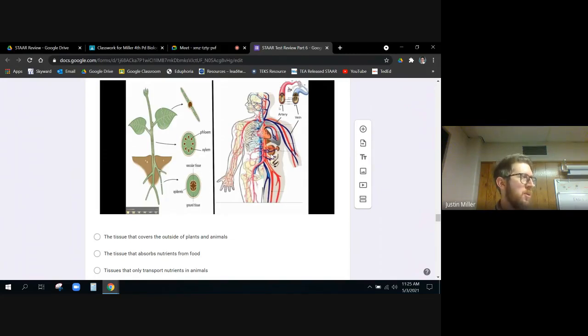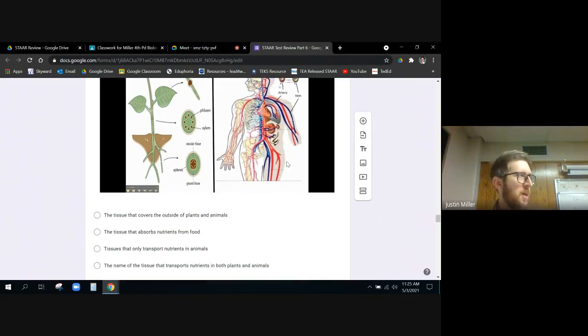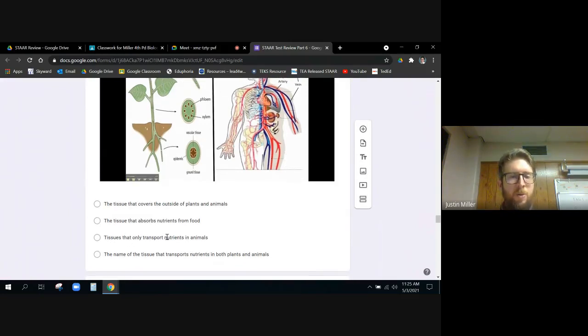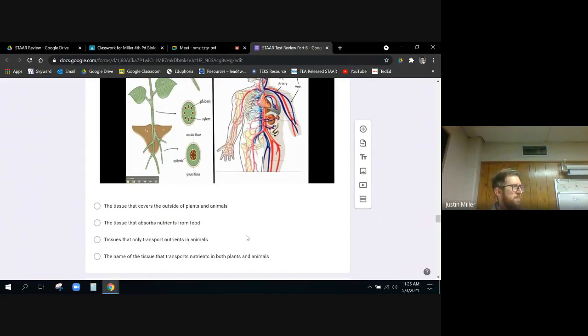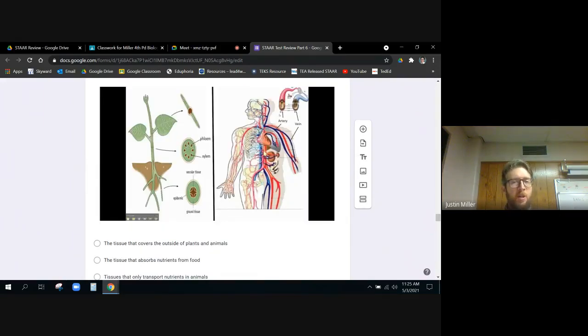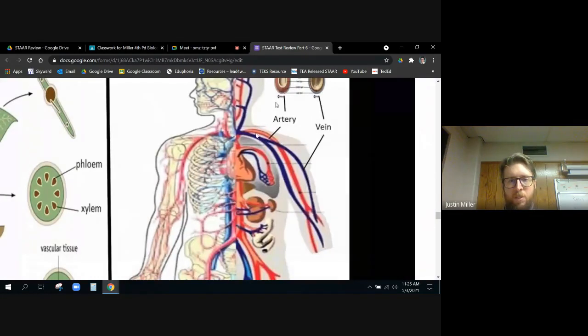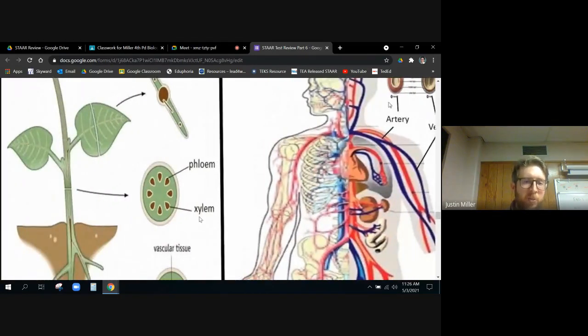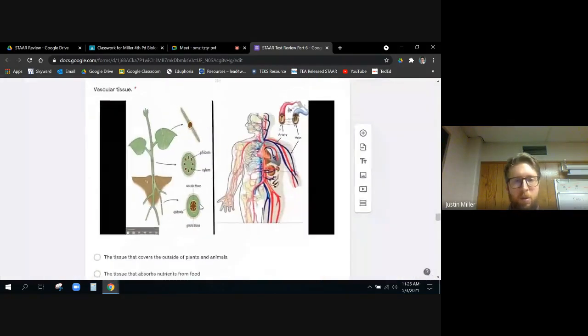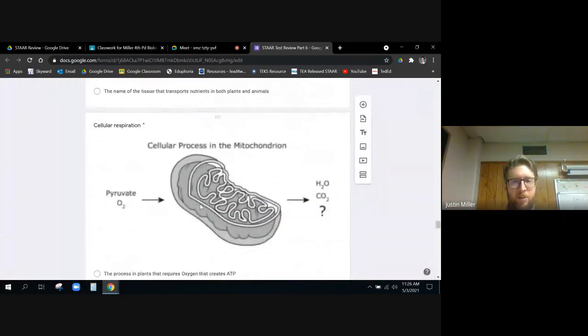Your vascular tissue transports it from your stomach area to the rest of the body. So it's not doing the absorbing, it's doing the transportation. Is it tissues that only transport nutrients in animals? Wait. Only animals? No. Is it the name of the tissue that transports nutrients in both plants and animals? Yes. So plants have vascular tissue, animals have vascular tissue. They do the same thing in each. They transport water and nutrients from one part of the body to another. In people, we have arteries and veins that carry stuff from one part of the body to another. And in plants, we have xylem and phloem. But it's all the same stuff and it all does the same job and it's all called vascular.